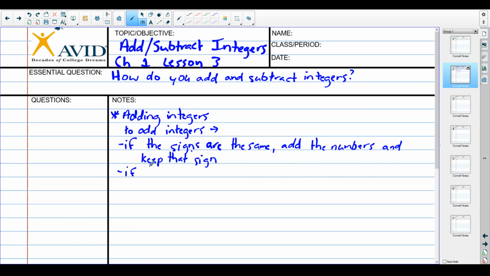So if the signs are different, so one positive, one negative, instead of adding, you subtract the numbers. And then you keep the sign of the higher absolute value.